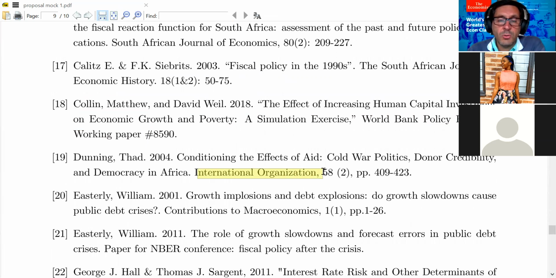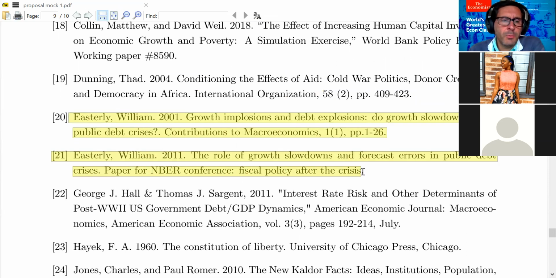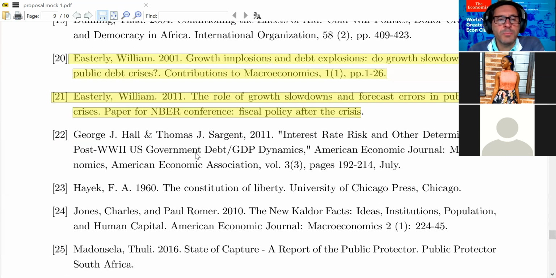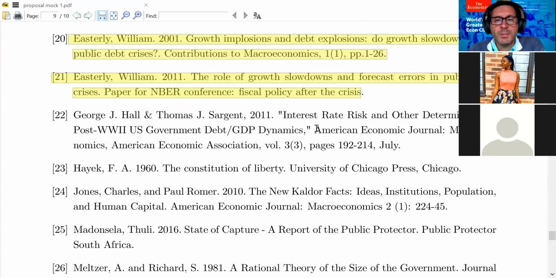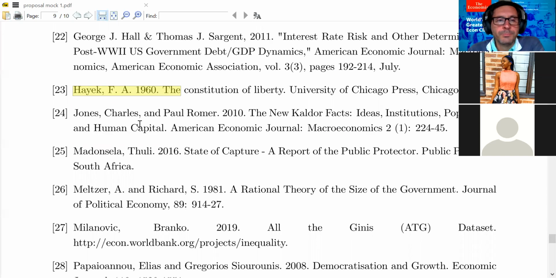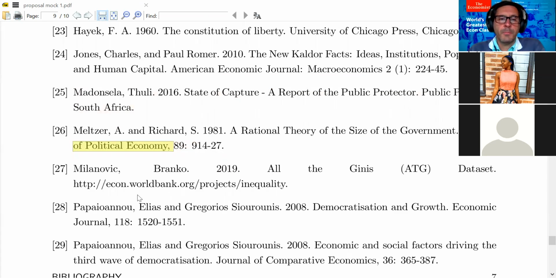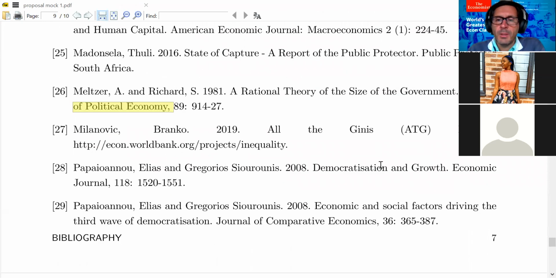That's International Organization, a journal in political science. That's Bill Easterly, right? He only publishes in very good journals. That's the AEJ. I'm just showing you this. That's a book by Hayek, the Nobel laureate. That's AEJ. That's Tully's report. That's JPE. That's a World Bank data set. That's Economic Journal, and that's Journal of Comparative Economics.